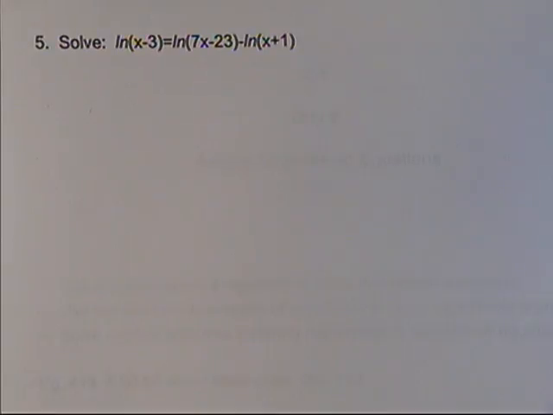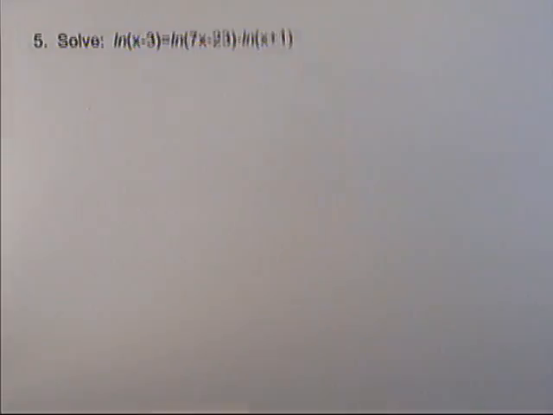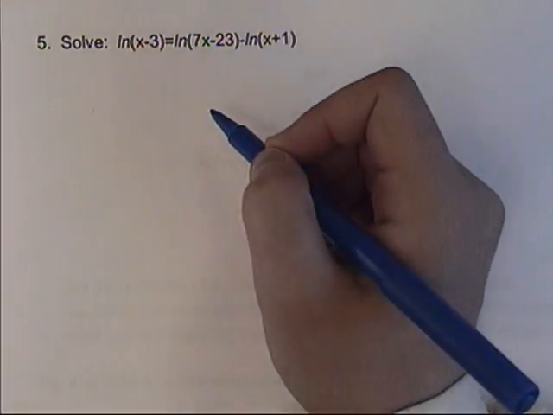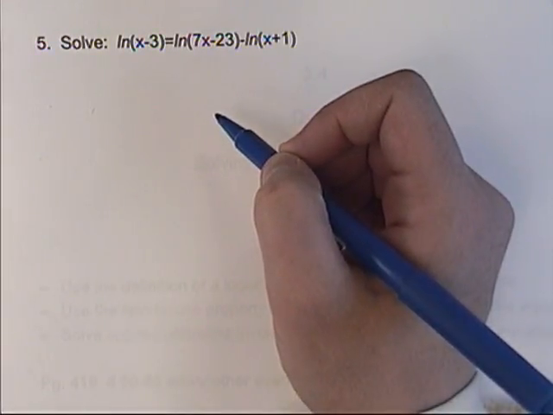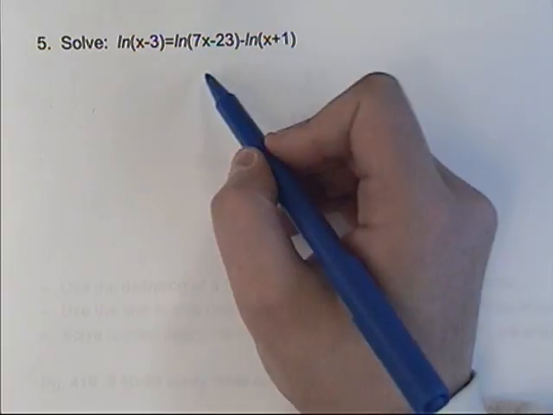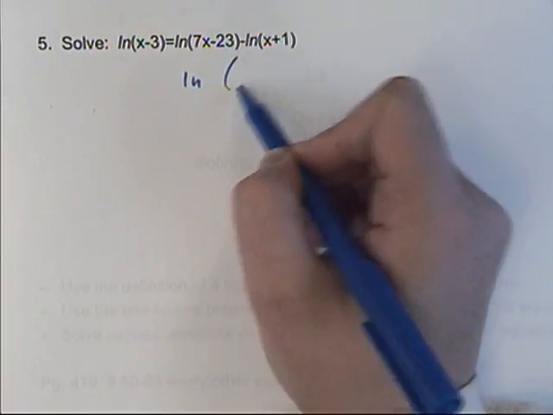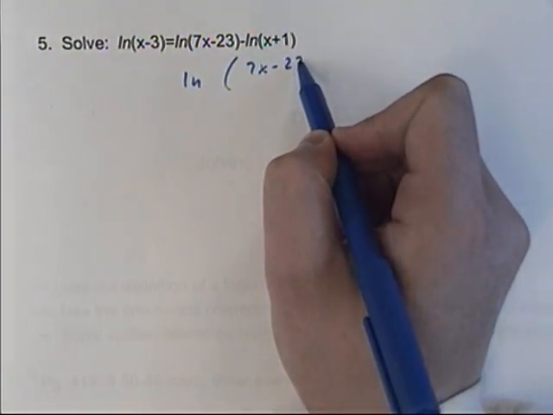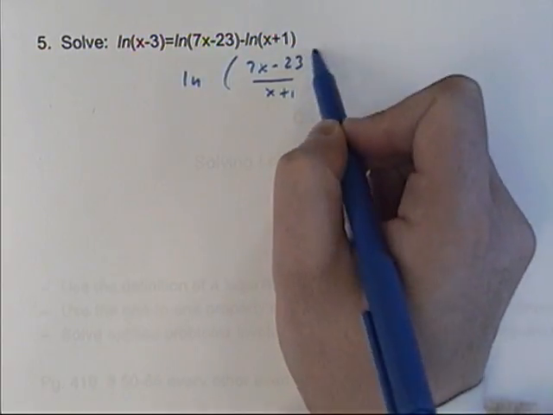And then the last example, I think it's the last one. No, we have one more. Is this one. It's pretty complicated, but we'll start with this one using our quotient rule. So that's the natural log of 7x minus 23 over x plus 1.